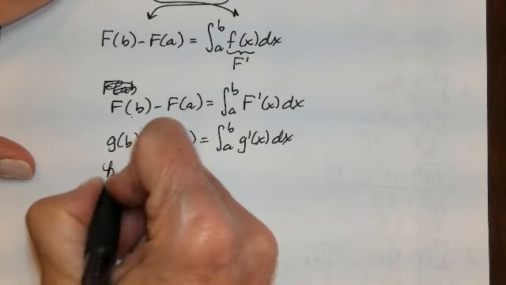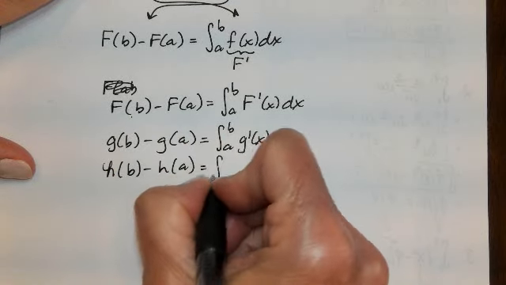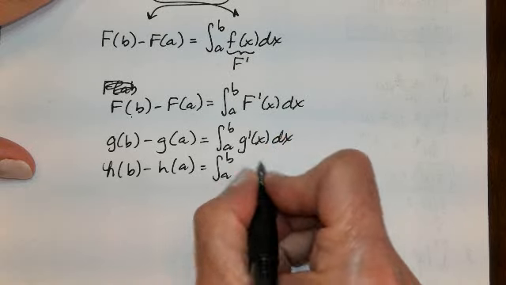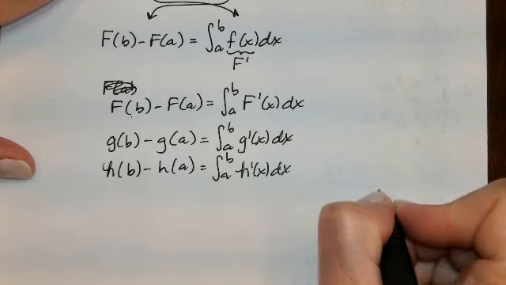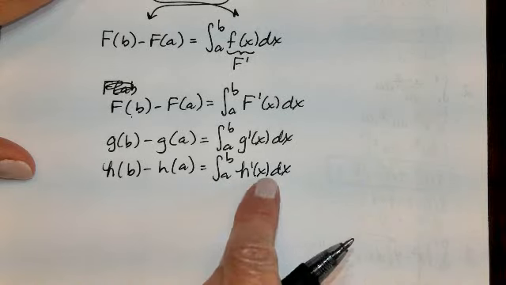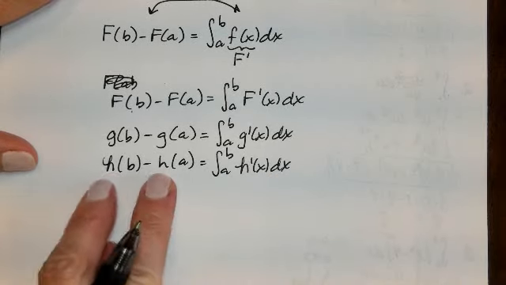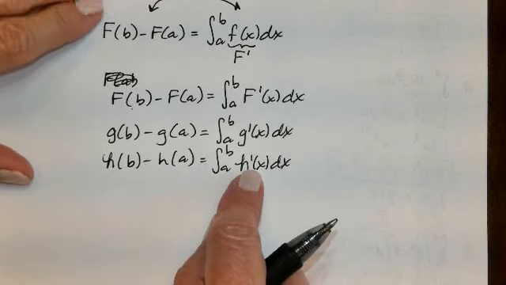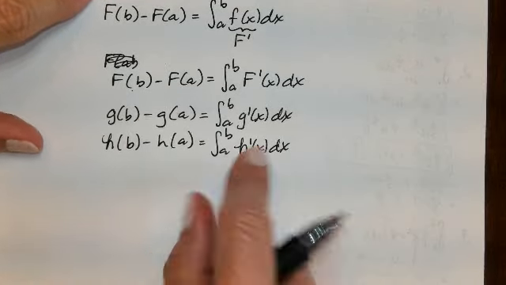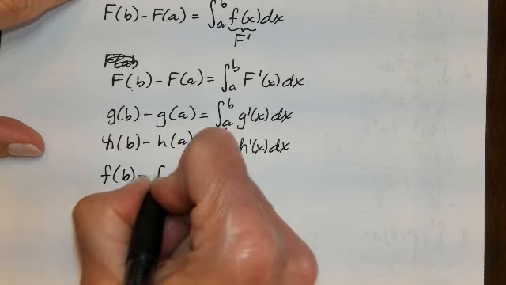If I have H out here, then what function needs to be in the integral? H prime has to be. We might have T's or U's or some other variable, but if H is the function out here, this has got to be H prime. Okay? So I could even change it to lowercase f.